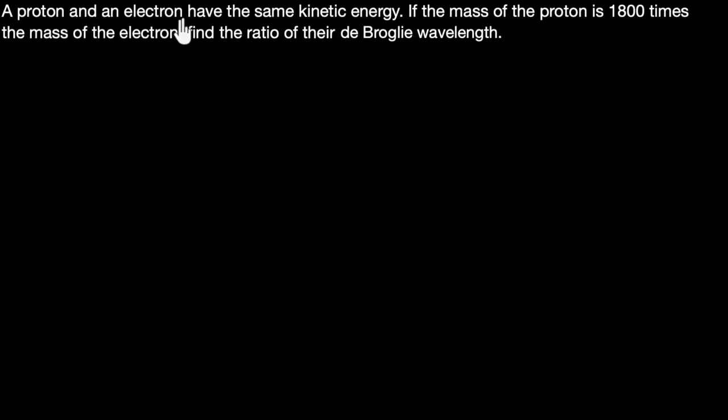A proton and an electron have the same kinetic energy. If the mass of the proton is 1800 times the mass of the electron, find the ratio of their de Broglie wavelengths. Where do we begin? Well, since we're dealing with de Broglie wavelengths, we could probably start with de Broglie's wavelength equation.